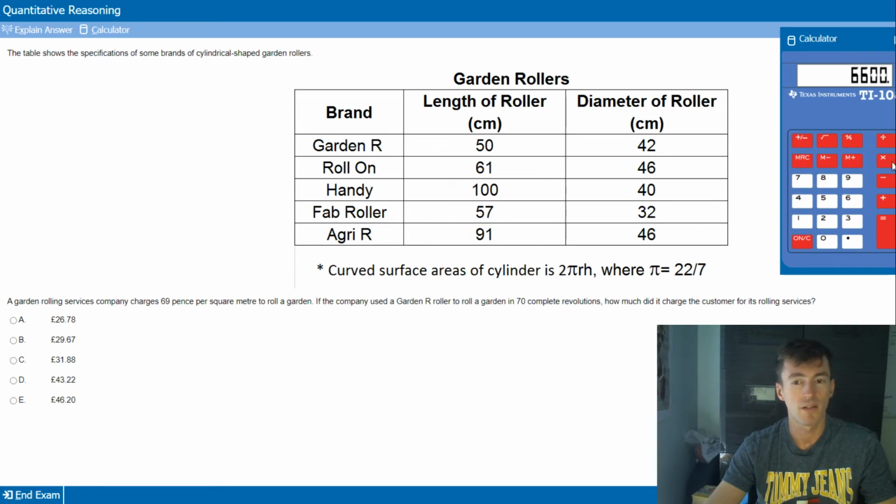So to find out the area of the garden, we times that by 70. That gives us 462,000. That's the answer. Since this is centimeters squared, and we need to get to meters squared, normally divide by 100, but now we have to do 100 times 100, which is 10,000. So we divide this by 10,000 to get it to meters squared, which is 46.2 meters squared.